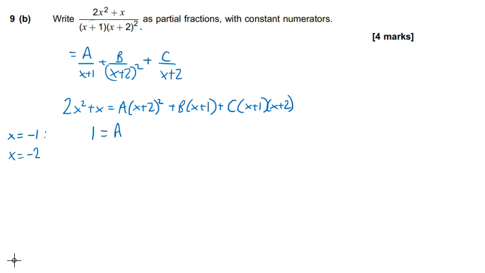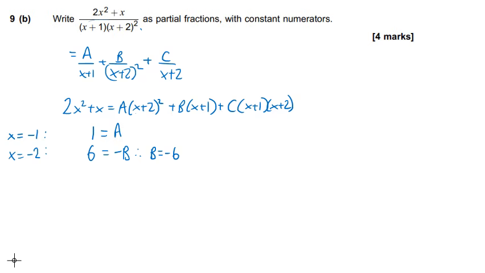If we put x is equal to minus 2, that will eliminate the first and third terms on the right hand side. And we'll get, so on the left hand side, 2 times 4 is 8, minus 2 is 6. And only the middle term remains on the right hand side. Minus 2 plus 1 is minus 1, so minus b. So therefore b is equal to minus 6.